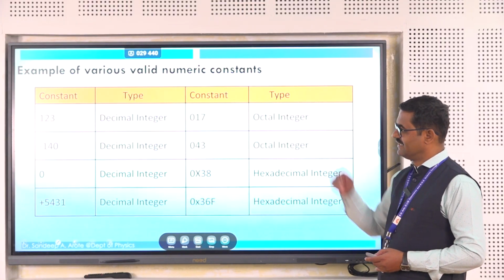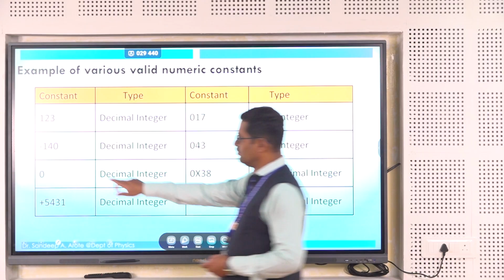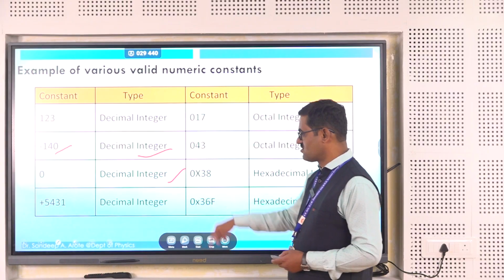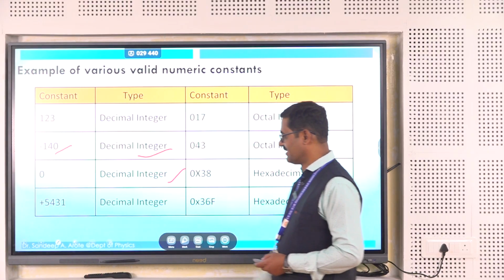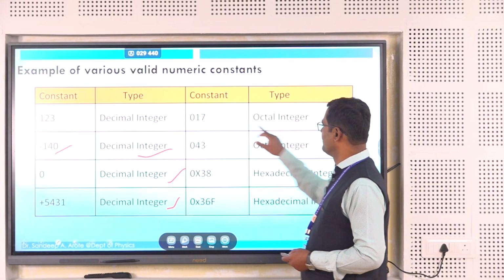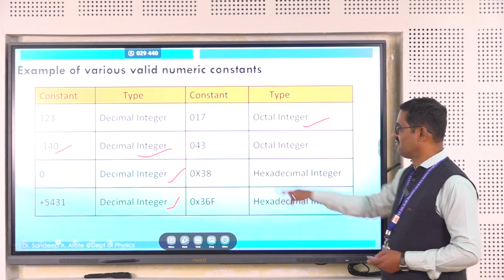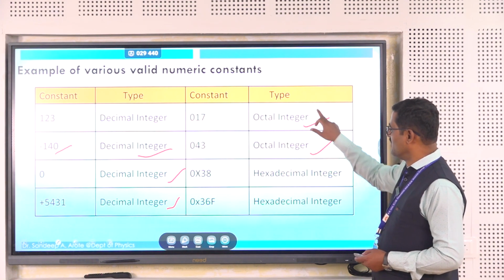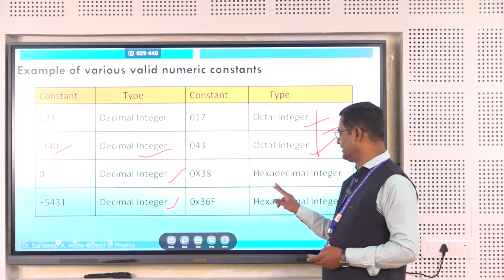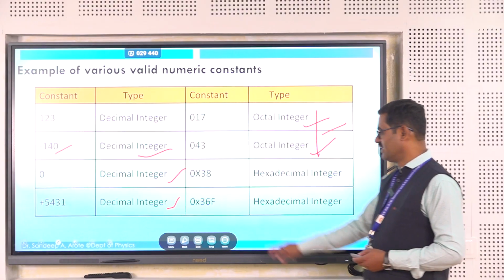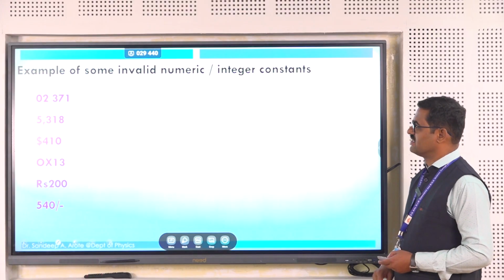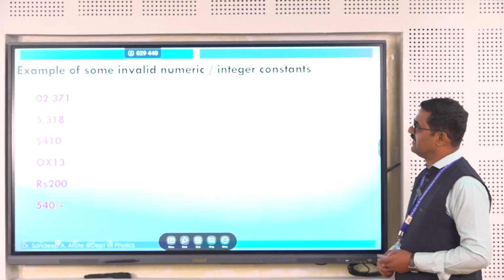123 is a decimal integer constant, minus 140 is a decimal integer constant, 0 is a decimal integer constant and also an octal integer constant. Then plus 5431 is a decimal integer constant, 017 is an octal integer constant, 043 is also an octal integer constant, but both of these are also decimal integer constants. Then 0x32 is a hexadecimal integer constant, and 0x32F is also a hexadecimal integer constant.